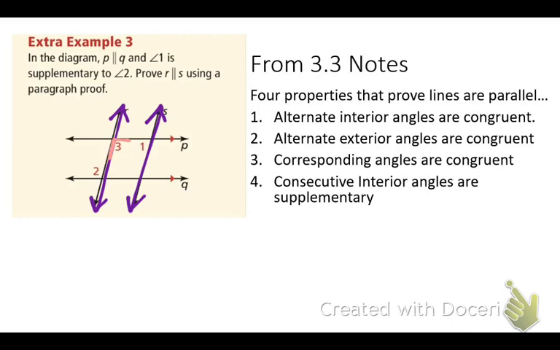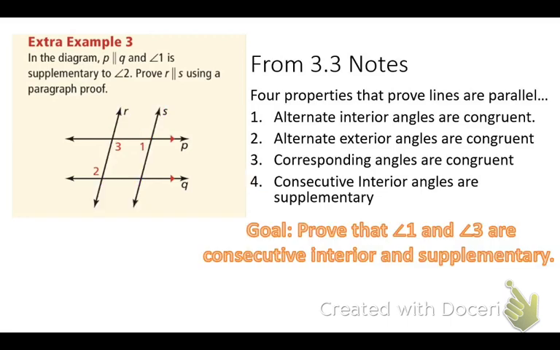That's right, 3 and 1 are on both of the angles. So we need to prove a relationship between these two angles. Well, what relationship would they fall under? Consecutive interior. So we need to prove that they are supplementary. Okay, that is our goal. Prove that angle 1 and 3 are consecutive interior, therefore supplementary.